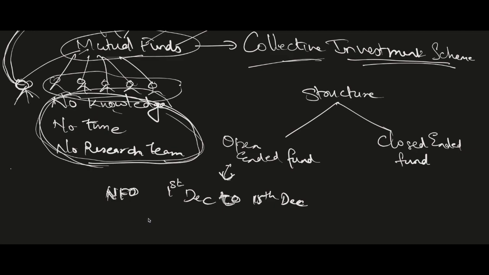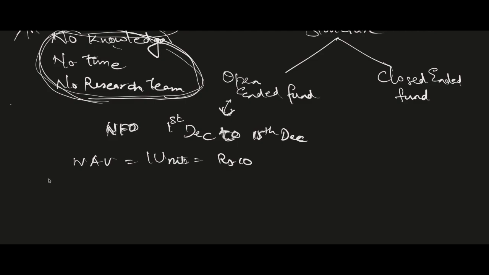Typically the price of one unit in a new fund offer will be rupees 10, which is called the NAV. NAV stands for net asset value. It means price per unit. How to calculate this net asset value, I will let you know that as well.